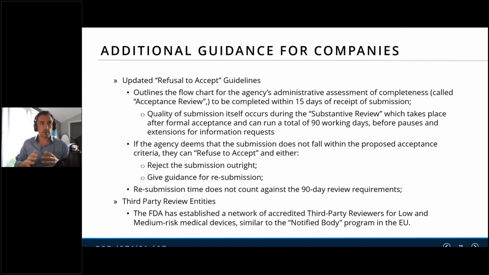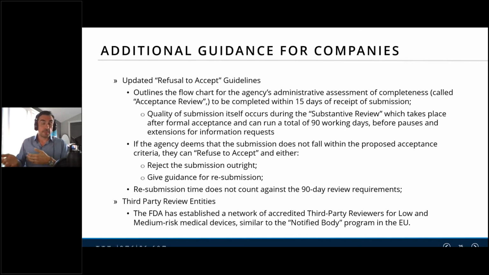Okay, so before, even as recently as a couple of years ago, maybe even longer or shorter than that, your refusal to accept notice could come a month, could come 6 weeks after you submitted it. Now you're going to get that acceptance review with that administrative assessment for completeness within the first 15 days of submission. Once you pass your administrative review, or acceptance review, excuse me, you get into the substantive review. And that is a total of 90 working days before pauses and extensions for information requests, right?